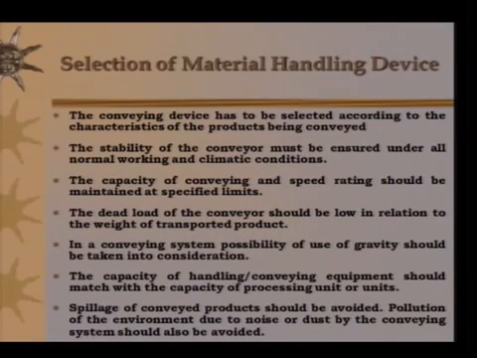The dead load of the conveyor should be low in relation to the weight of transported product. In a conveying system, the possibility of use of gravity should be taken into consideration. The capacity of handling conveying equipment should match with the capacity of the processing unit or units. Spillage of conveyed products should be avoided. Pollution of the environment due to noise or dust by the conveying system should also be avoided.